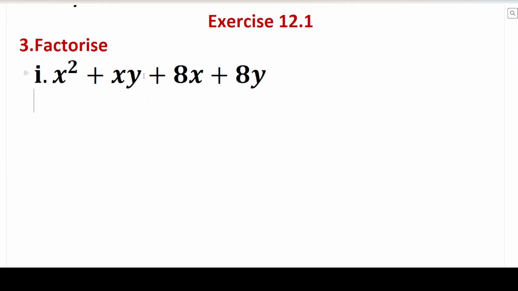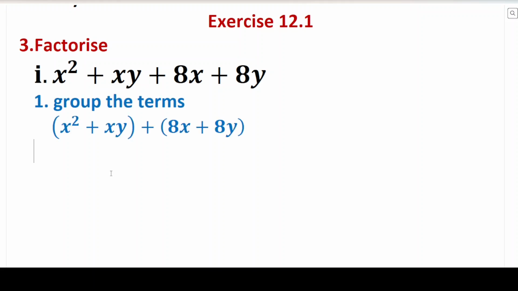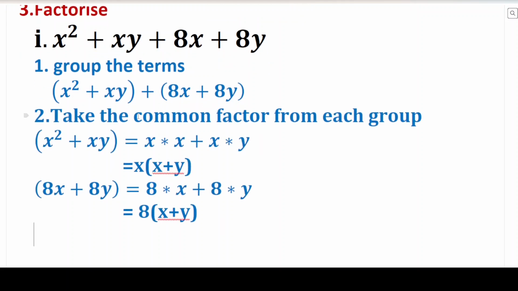We'll take one example from question number 3. The question is x square plus xy plus 8x plus 8y. So what we have to do in step number 1 is group the terms. x square plus xy is one group, and 8x plus 8y is the second group. Next, take the common factors from each group.